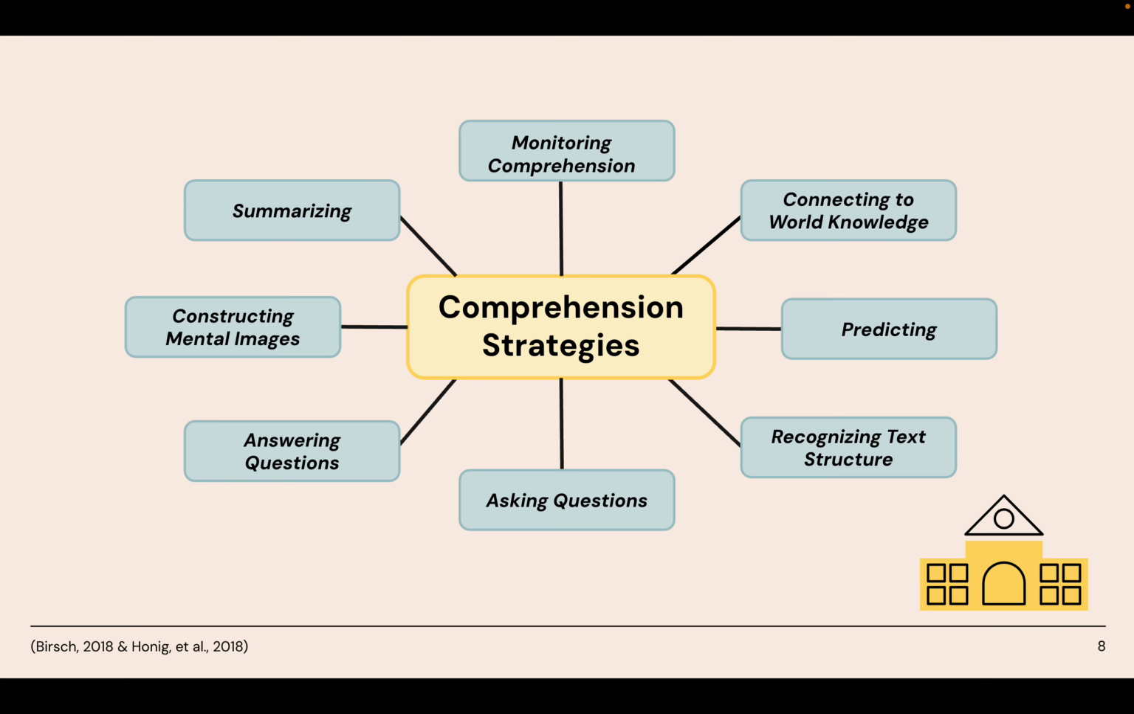So if we're thinking about explicit instruction to bolster or improve comprehension, we're going to think about really explicitly teaching some of these strategies. So again, comprehension is more of a byproduct of language and word recognition, but there are a lot of really explicit strategies that we can be teaching our students as they're reading to support comprehension and to strengthen their comprehension skills.